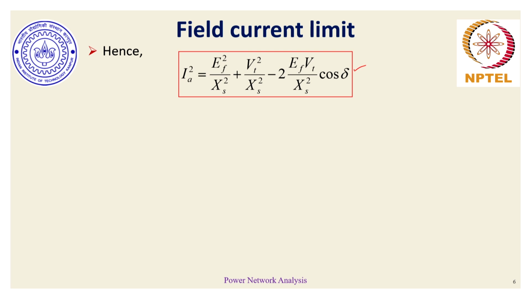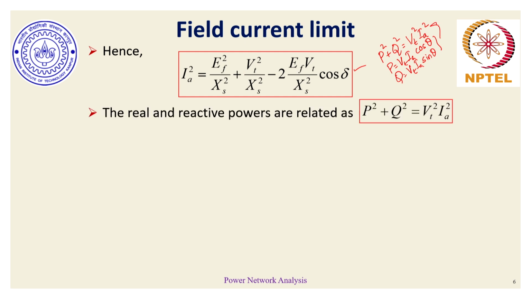We also know from the armature current limit locus that P² plus Q², for a cylindrical pole or any generator, is equal to Vt² into Ia². Why? Because P is nothing but Vt into Ia, the apparent power, cos θ. Theta is the power factor angle and Q is Vt Ia sin θ. Depending on the power factor angle, Q can be positive or negative. So from here we get this expression. Essentially P² plus Q² is equal to Vt² times Ia².